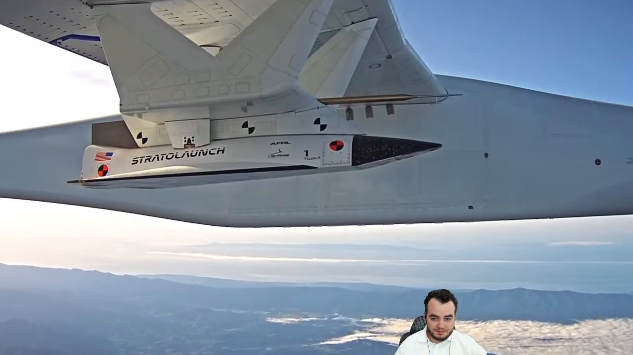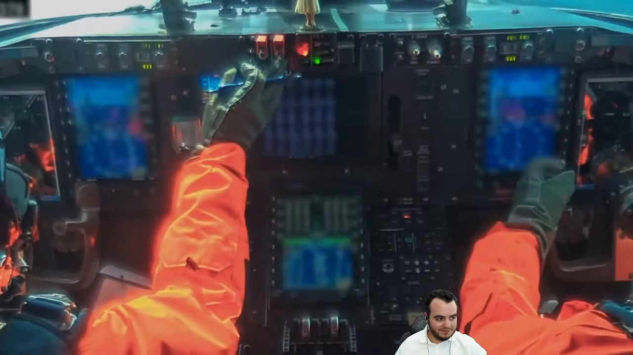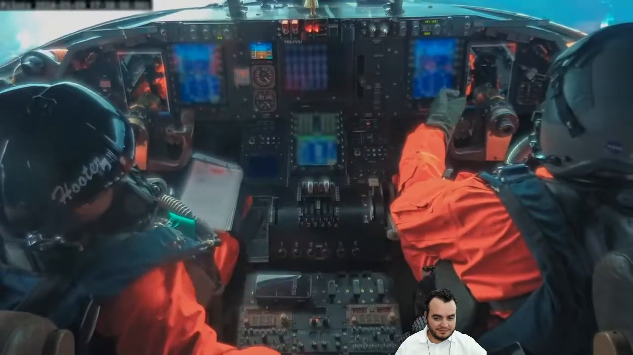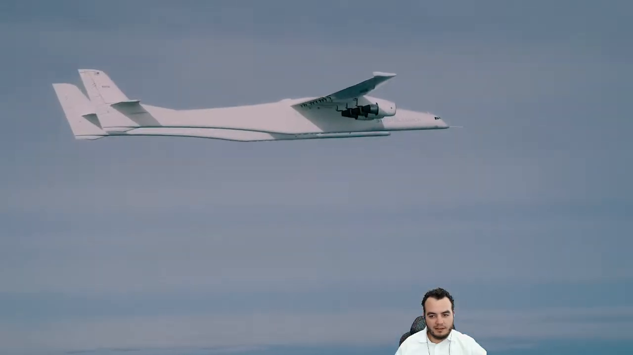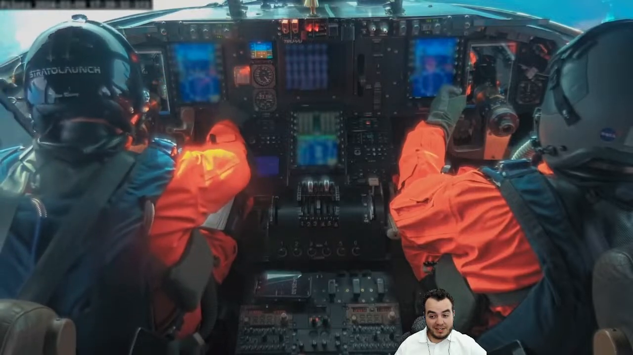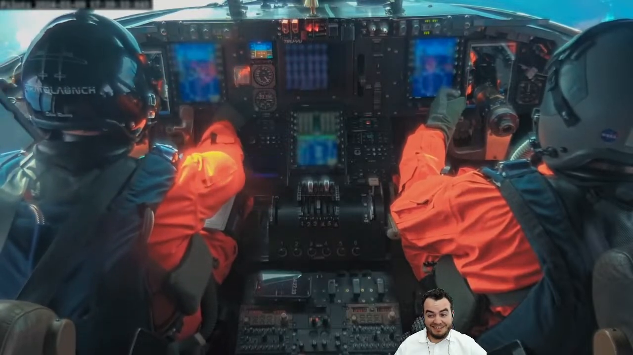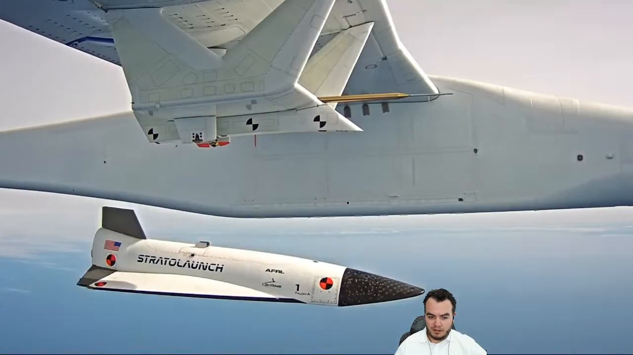Green range. Copy. System 1, armed. System 2, armed. Looking for data. Good data. Good data. And pre-drop. And typically when you want to test hypersonic things, you want to test the hypersonic control systems. And for that, you need a flying vehicle. Release.